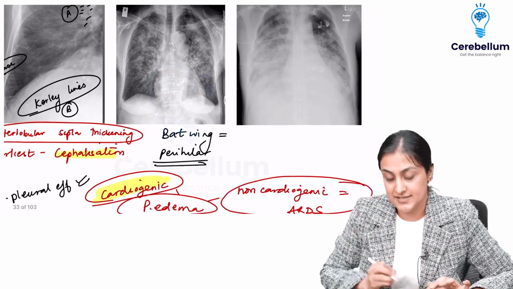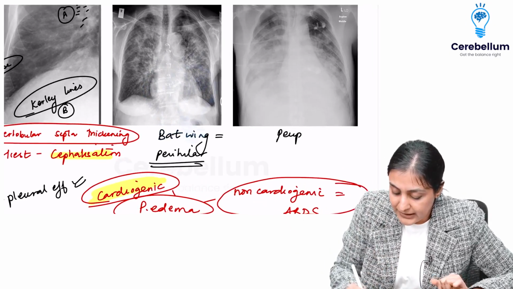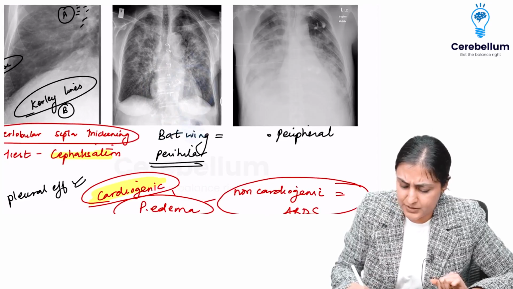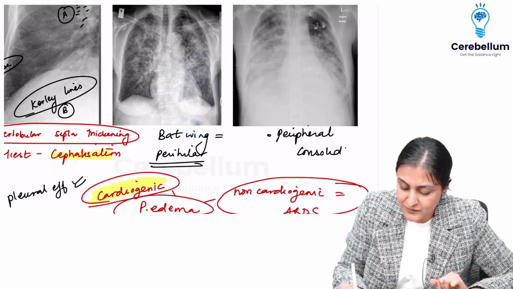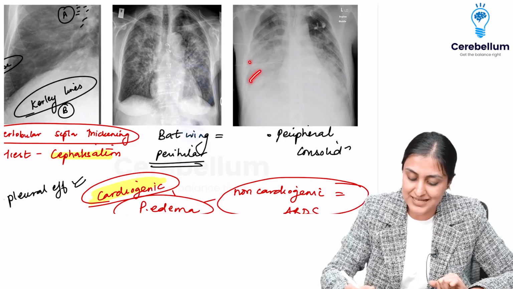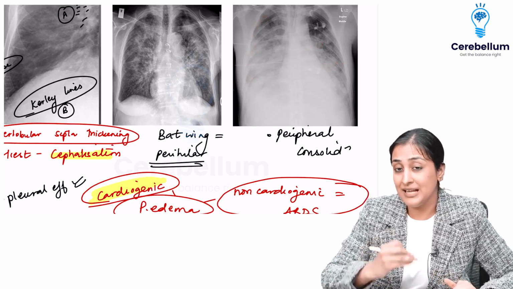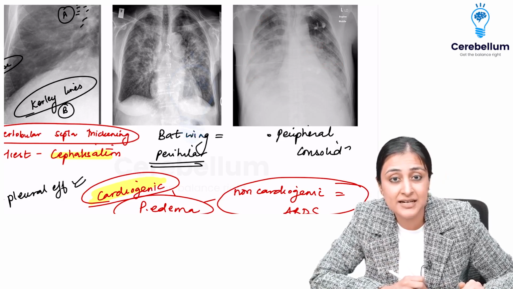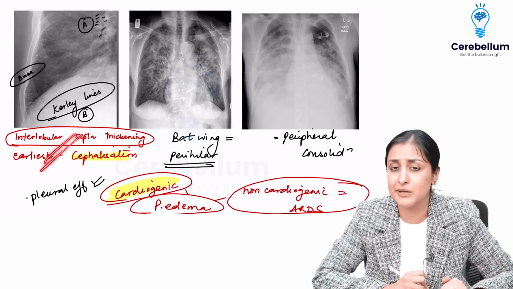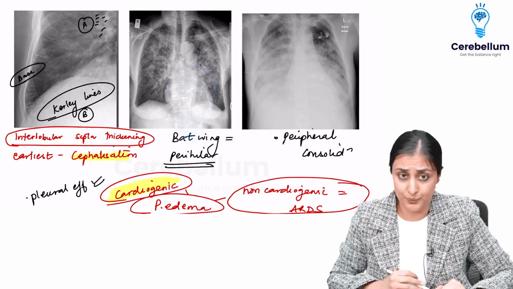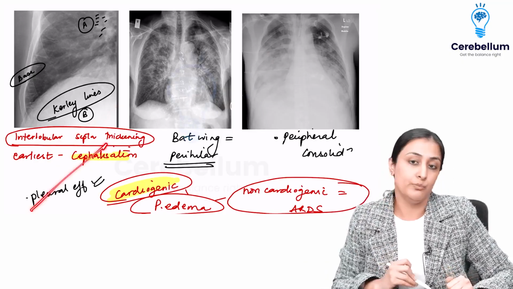Versus ARDS. ARDS is going to have multifocal peripheral consolidations. That is where you have this patchy appearance, no central predisposition. Will I ever have Kerley lines in ARDS? No, there is nothing to do with pulmonary veins. There will be no Kerley lines. There will be no pleural effusion.